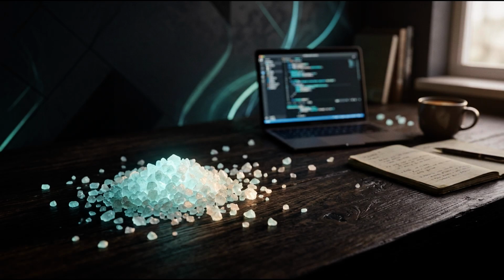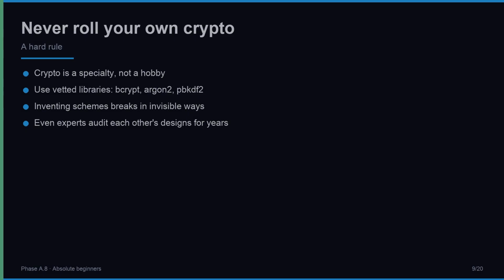Add a pinch of random salt and the same password becomes 1,000 different fingerprints. Never roll your own crypto. This is a hard rule, repeated in every security book, because the failure mode is invisible. A homegrown hash scheme looks fine. It runs. It produces output. And then one day a researcher finds a flaw and every password you ever stored becomes crackable. Cryptography is a specialty discipline. Vetted libraries like bcrypt, Argon2, and PBKDF2 have been attacked by experts for years. Use them. Trust them. Do not invent.